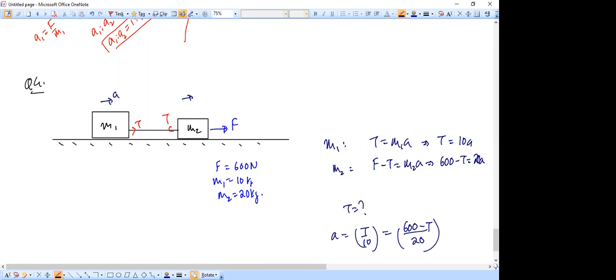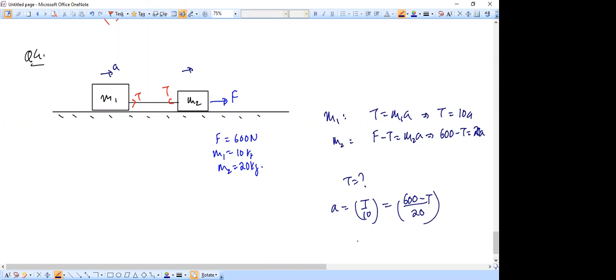So T is equal to (600 minus T) by 2. So that means 3T is equal to 600. So T is equal to 200.